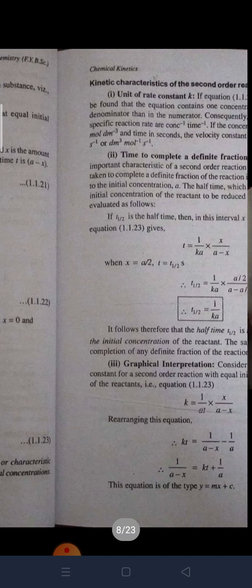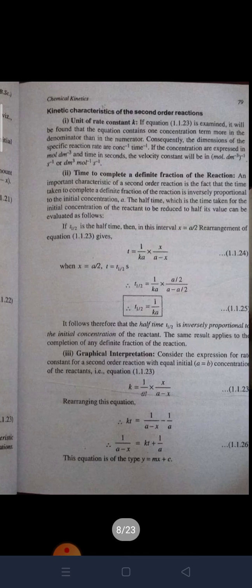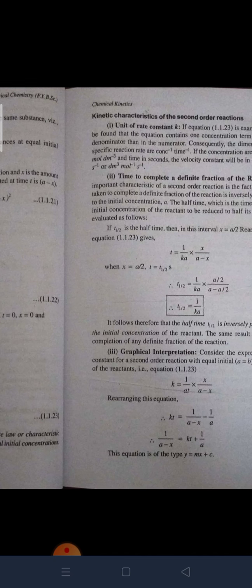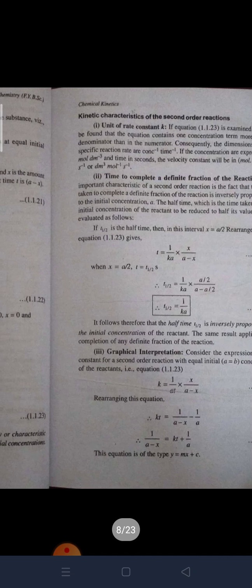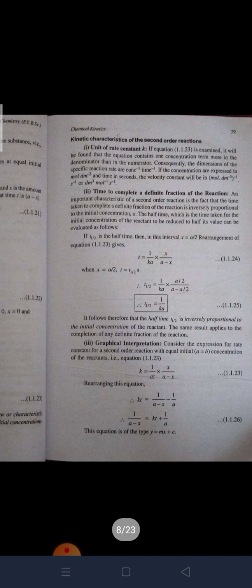You can see here. Then the kinetic characteristics of the second order reaction. The unit of the rate constant k, as we know, is per concentration per time, that may be per mole per dm cube per second, or dm cube per mole per second.